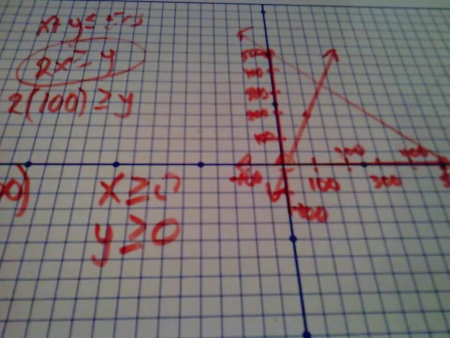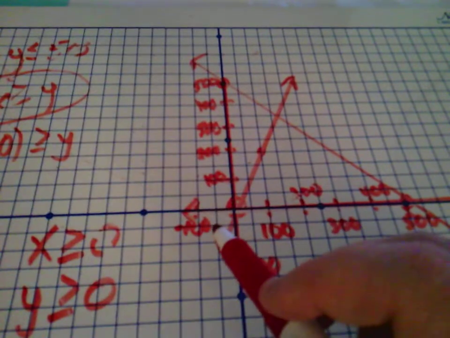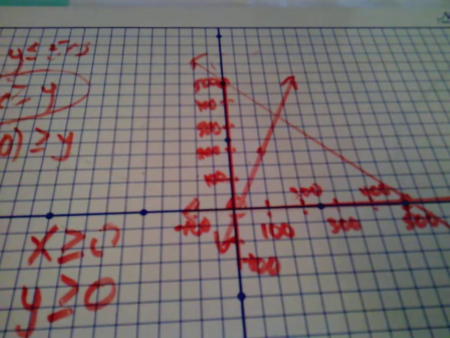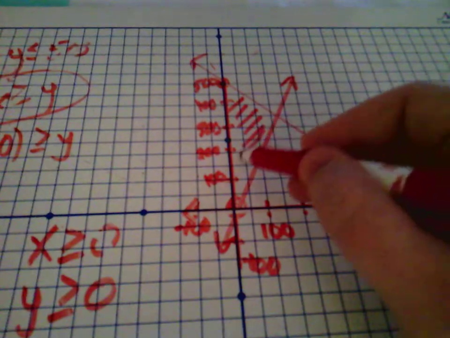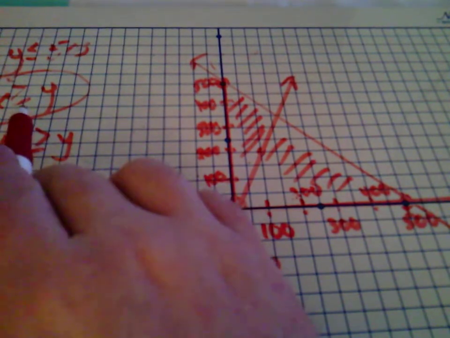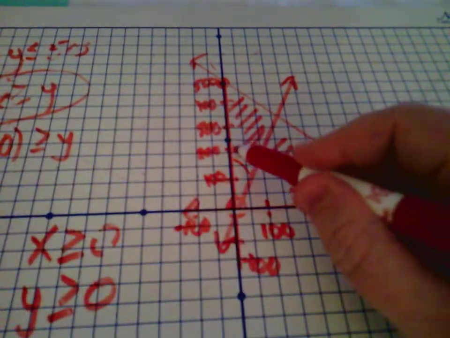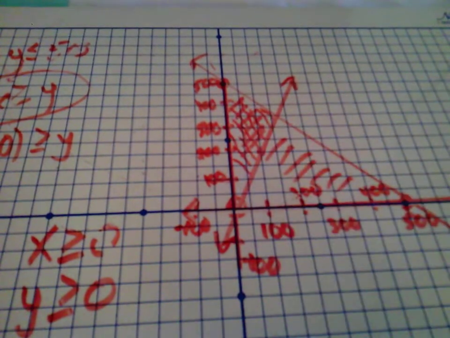Okay, we're at the last step. Let's go ahead and take a look at x plus y is less than or equal to 500. That corresponded to this first line right here. Everything below this line, because it's less than or equal to, corresponds to a value in output that is acceptable. Next, 2x is greater than or equal to y. Well, that's this line here, and since we have a greater than or equal to, everything up here corresponds to something that is an acceptable value. We're almost done.